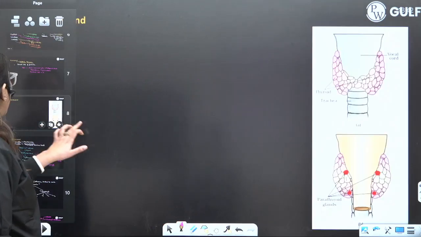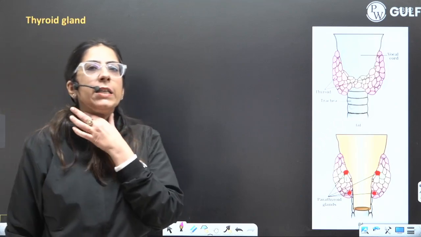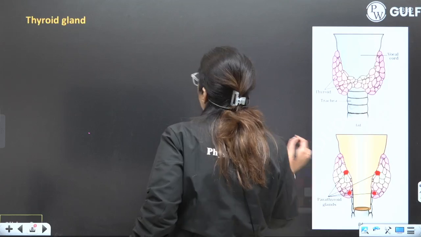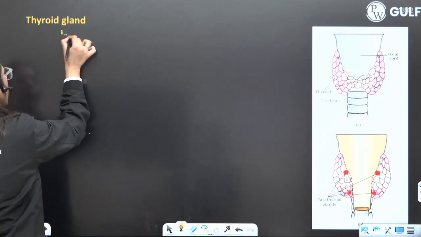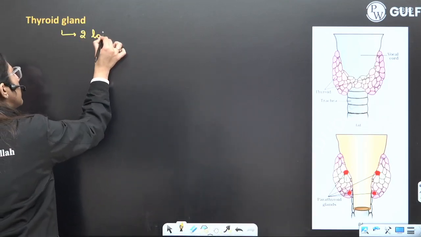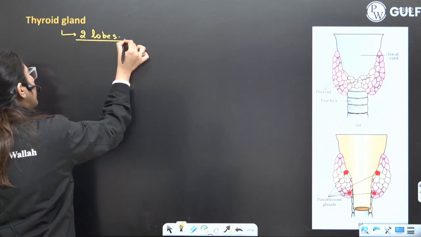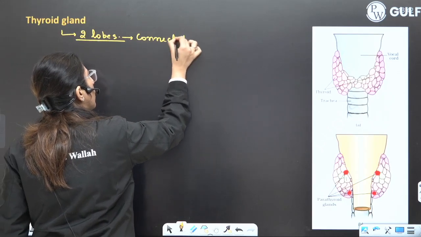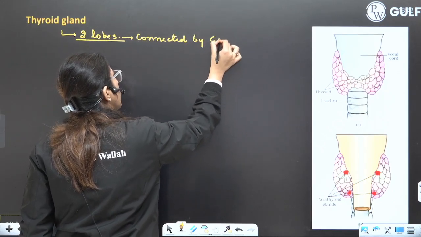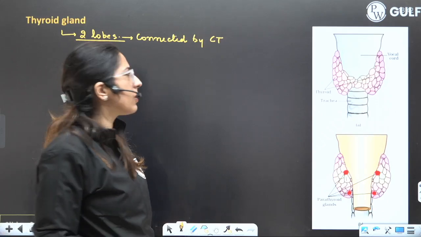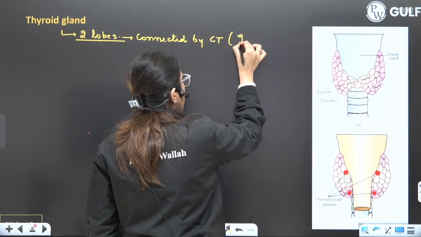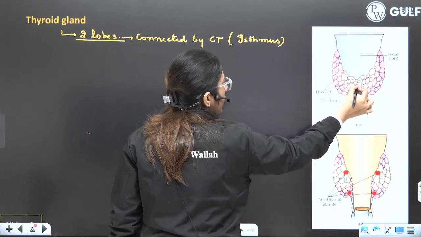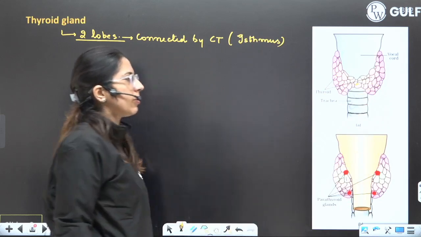Now let's talk about the thyroid gland. The thyroid glands are present at the sides of the trachea. In the thyroid gland you will find two lobes, connected by connective tissue. The connective tissue is termed the isthmus. I'll show you in the diagram. Two lobes connected by the isthmus.